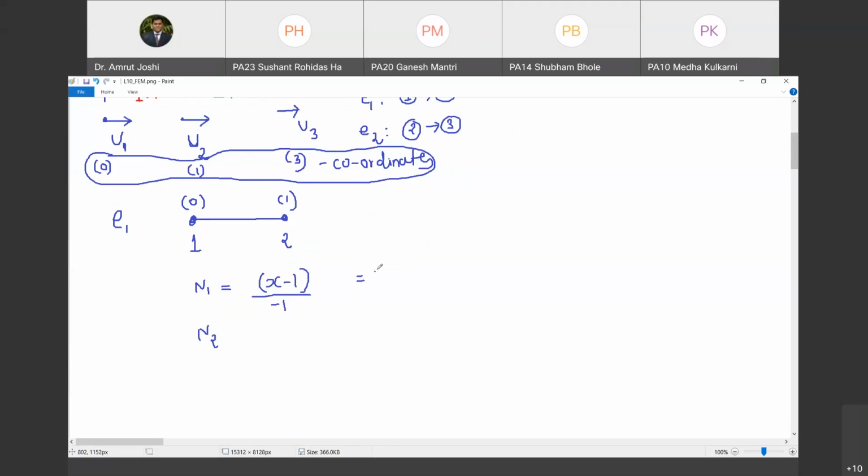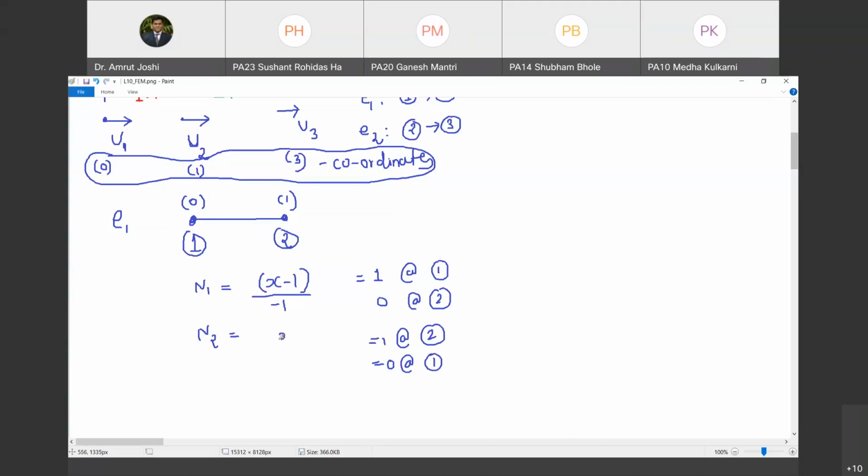Yes, sir. You can observe N1 will be equal to 1 at x equal to 0 or at node number 1. Are you with me? Yes, sir. And it is going to be equal to 0 at node number 2. What is the value of N2? Tell me quickly. N2 should be 1 at node 2, and it will be 0 at node 1.